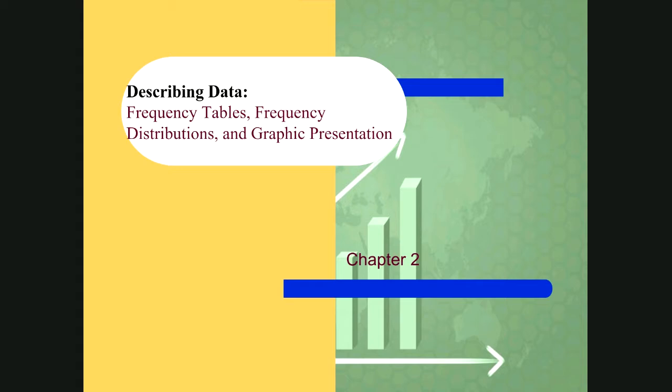Now, I'm going to use the example of Excel. Has everybody used Excel to produce charts?